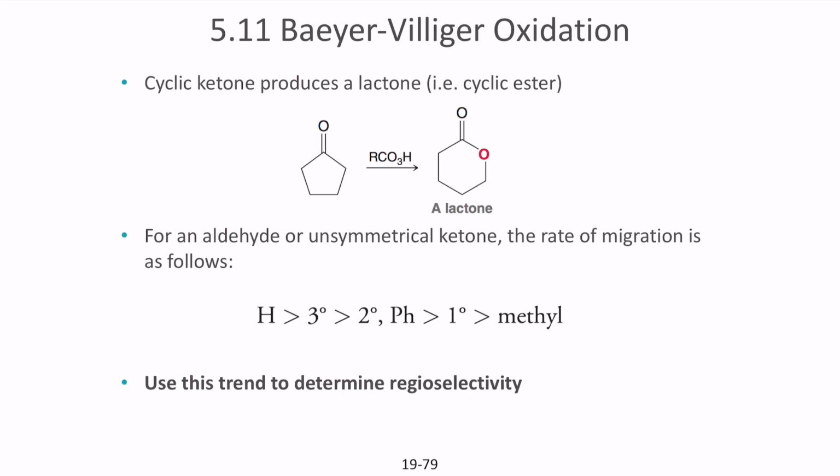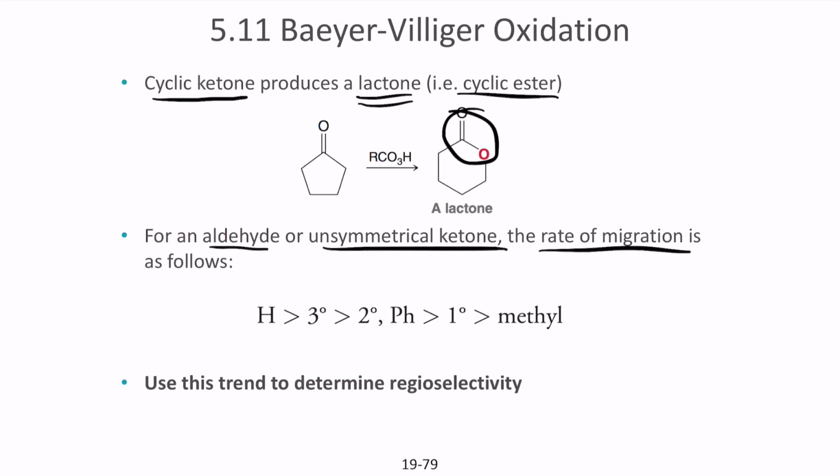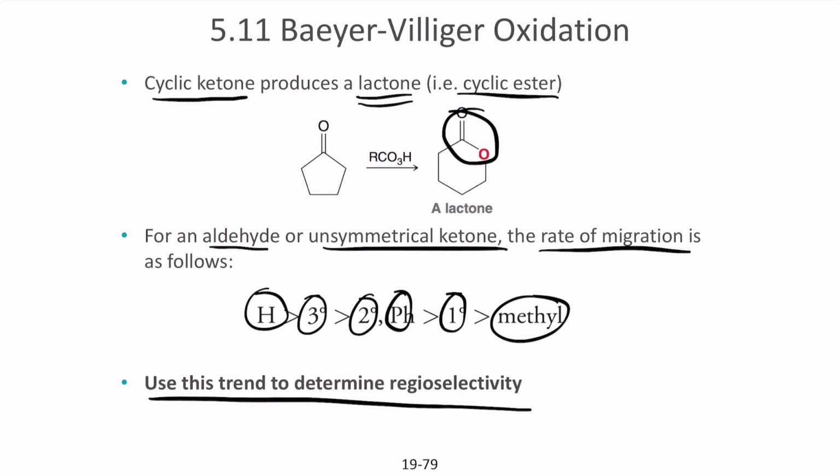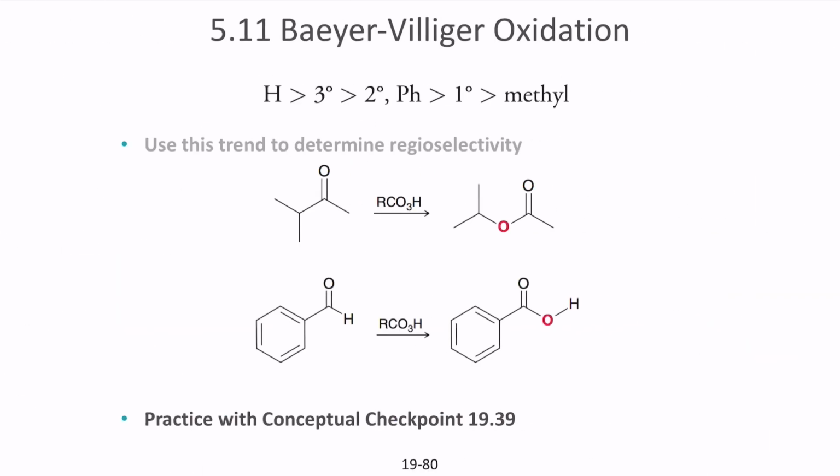In this reaction, when you use a cyclic ketone, it produces a lactone. A lactone is a cyclic ester. For an aldehyde or an unsymmetrical ketone, the rate of migration is as follows. Hydrogen is the greatest, then tertiary, and then secondary. Next you get phenyl first, then primary, and then methyl. You use this trend to determine the regioselectivity of where the oxygen is going to end up forming.